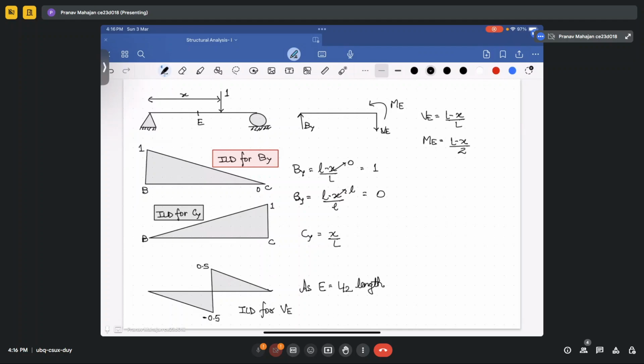Now if you draw the ILD for bending moment for point E, now what will you get? So I will make it here only. So suppose here it is the point E. So what will you get?